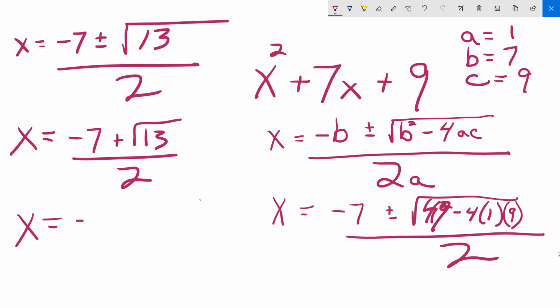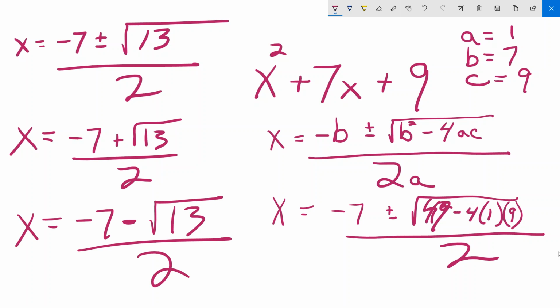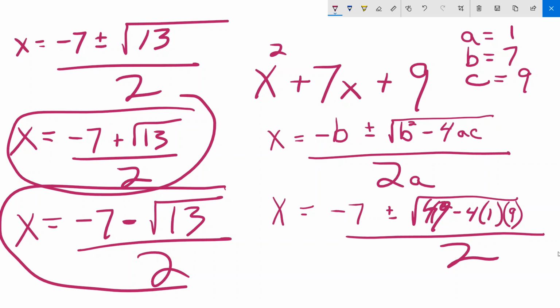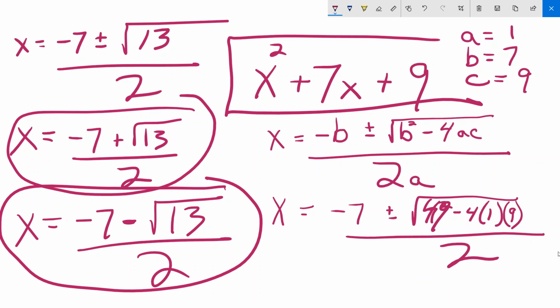In other words, the only thing that changes is that plus minus. The first case, you use the plus. Second case, you use the minus. And that is both solutions. In other words, if I go back up to this original quadratic here, and I plug in either one of these solutions, it'll equal 0.